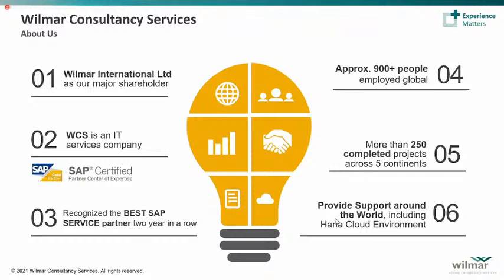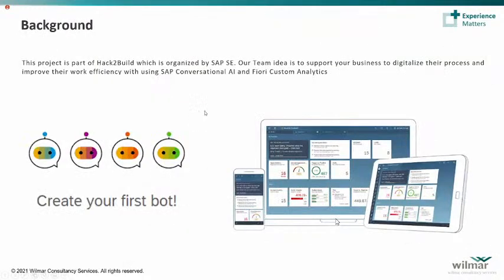And the next one is the background. So the first one, why did we come up with this idea? Because we are, I think, the second biggest, or the biggest, company in plantation. So we want to come up with an idea of how we can digitalize the plantation process. We want to combine the SAP Conversational AI with the Fiori custom analytics.